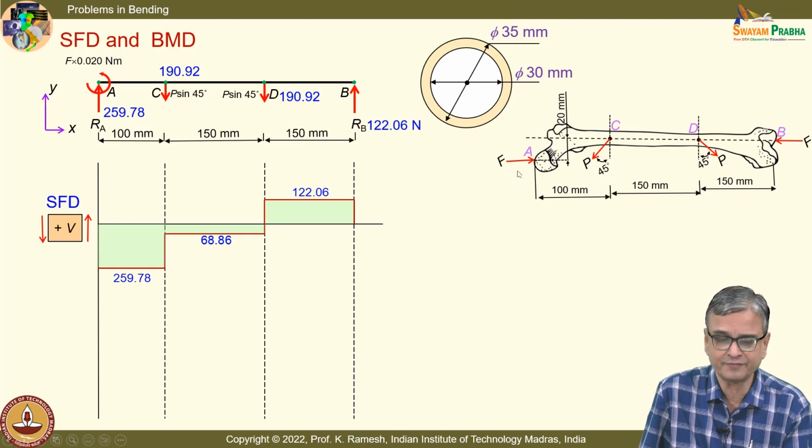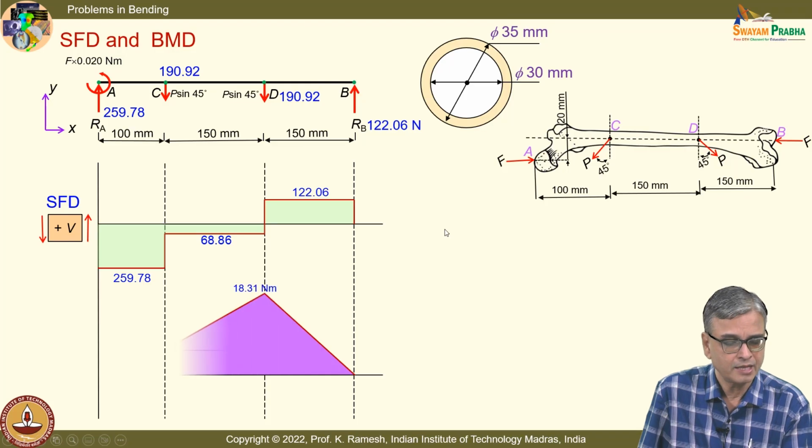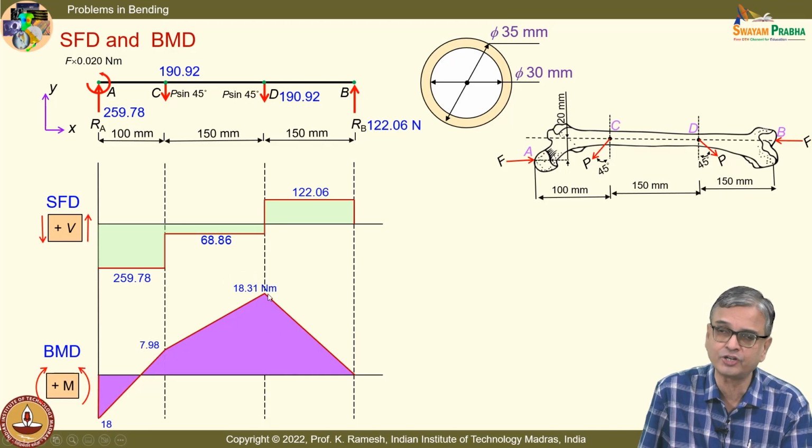Outer diameter is 35 millimeter, inner diameter is 30, which is all given in the problem. Since I have circulated the problem sheet, I have not read the problem here. And when I do this, I get this as 18.31 Newton meters, and I find this cross section has the maximum level of bending moment. Fine.